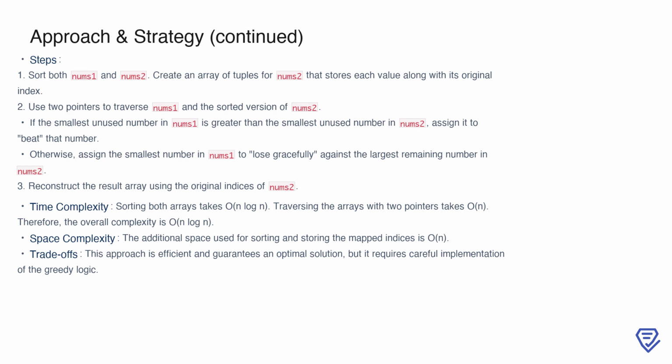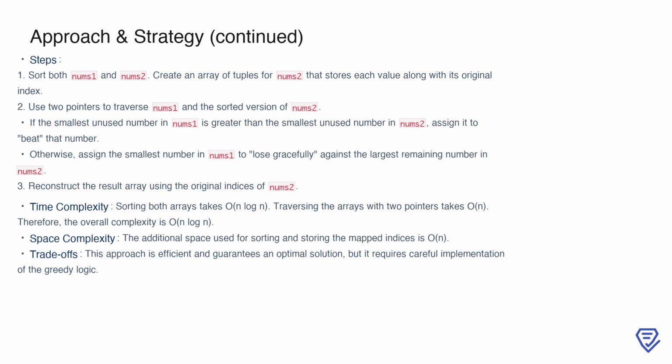Here's how it works. First, sort both nums1 and nums2, and for nums2, we also store the original indices by creating an array of tuples. Then, we use two pointers, one to track the smallest remaining number in nums1 and another for the smallest remaining number in nums2. If the smallest unused number in nums1 can beat the smallest number in nums2, we assign it to do so.